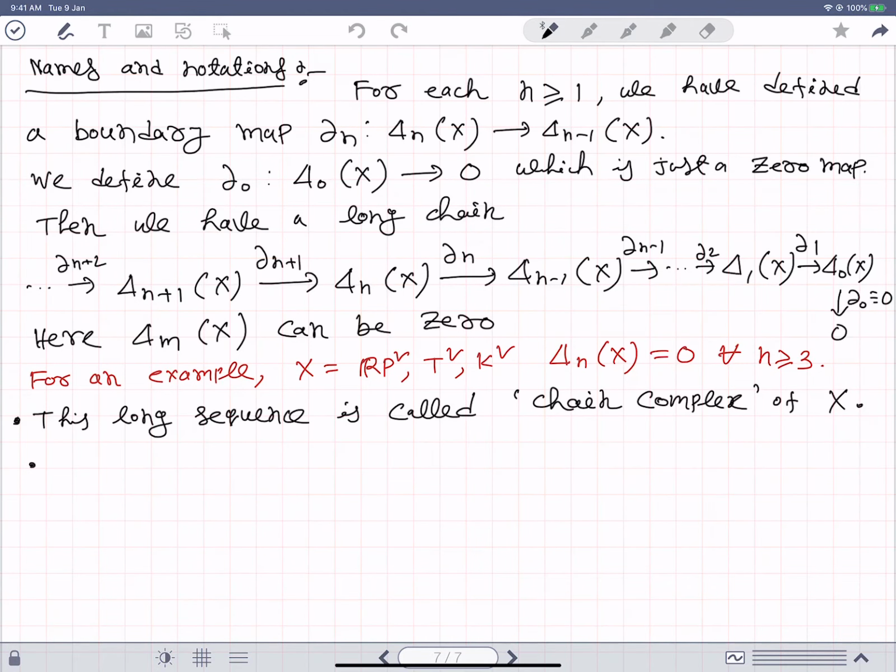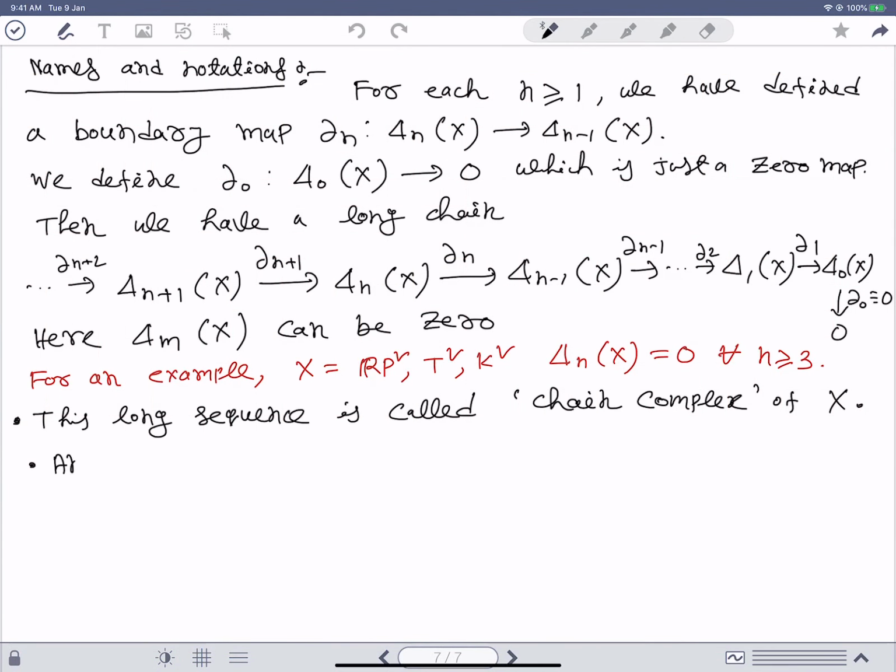Now an element sigma belongs to delta n X is called an n chain. That means whenever we have sigma equal to the summation over alpha belonging to some index set lambda of n alpha sigma alpha, then that summation, that sigma, is called an n chain.